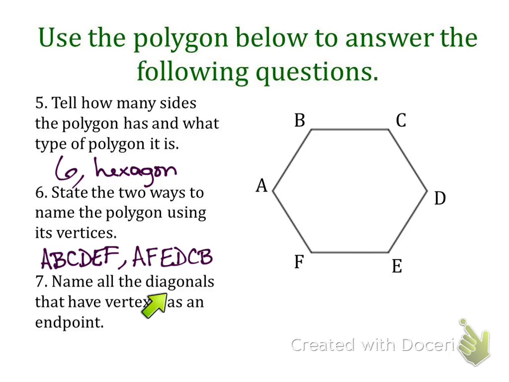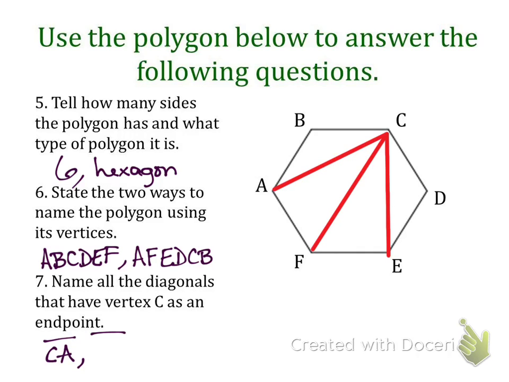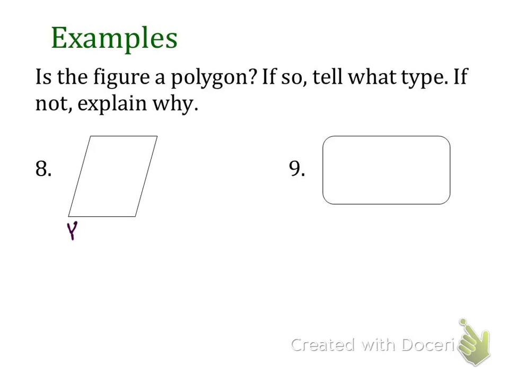If we name all the diagonals that have a vertex C as an endpoint, then I'm going to start with C and give me a diagonal with C. So CA, CE, CF, those are all the diagonals with C, and we write it as segment CA, segment CE, segment CF. So yes, this is a polygon. It's 4 sides, so we look at our chart and it's a quadrilateral.